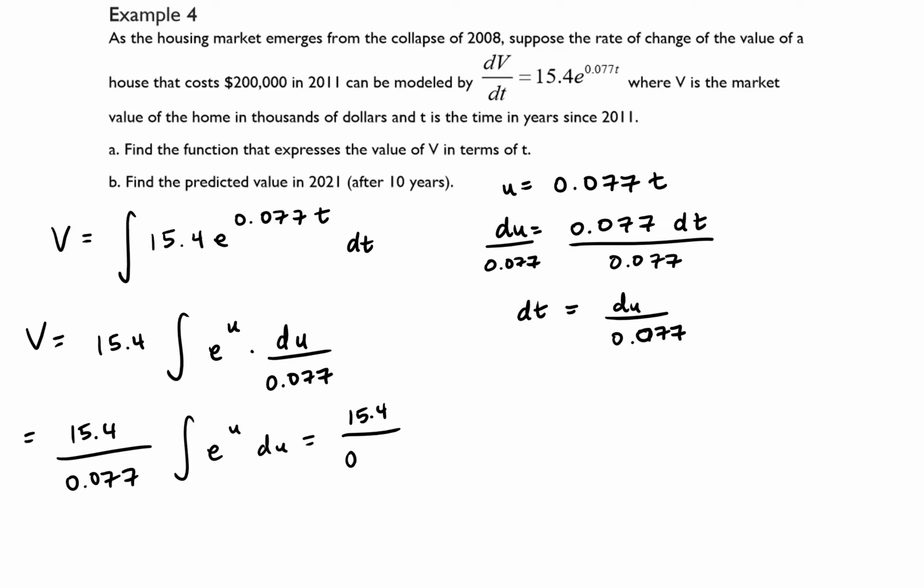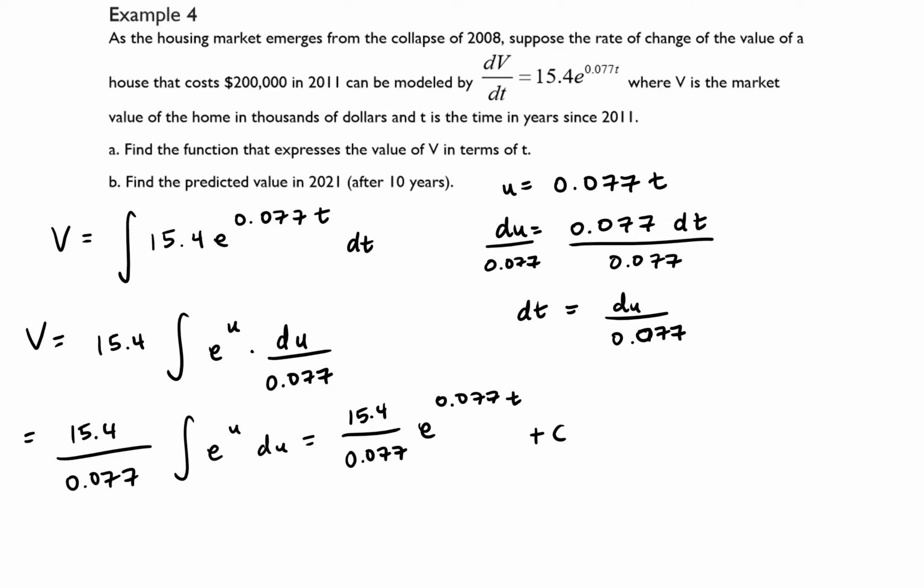15.4 over 0.077 e to the 0.077t plus our constant of integration. So we're almost done with part A. What we've done is we found the function. However, we still have our constant c that we need to figure out.